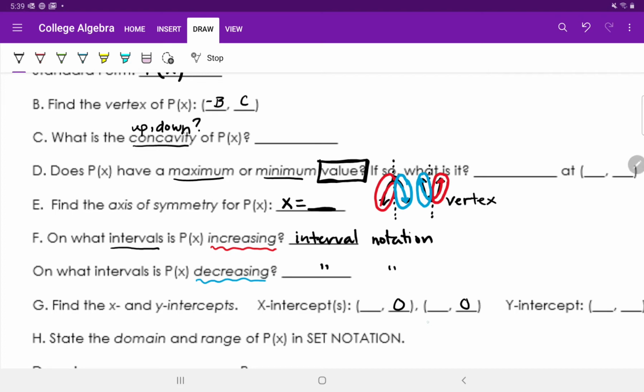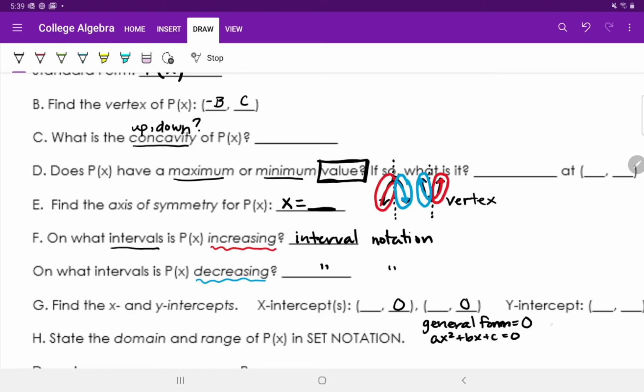If you use the general form of the function and set that equal to 0, that's going to be like ax squared plus bx plus c equals 0. Then you're going to use the quadratic formula.